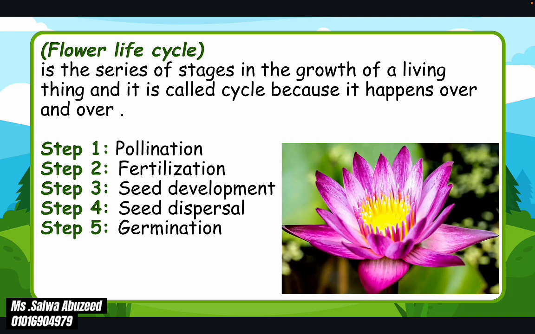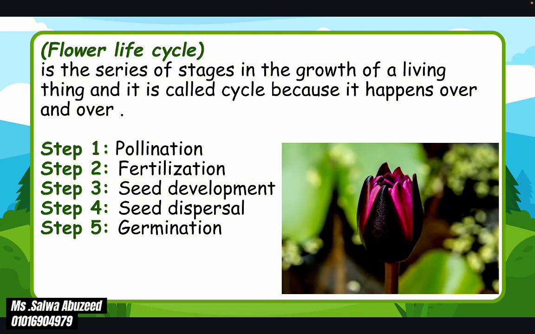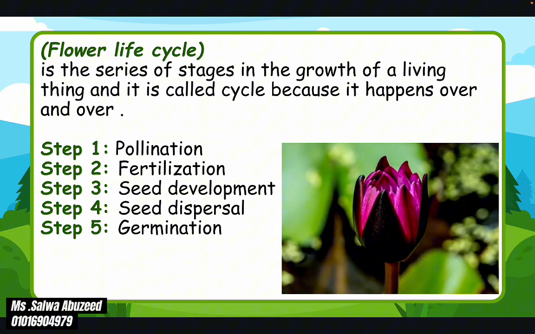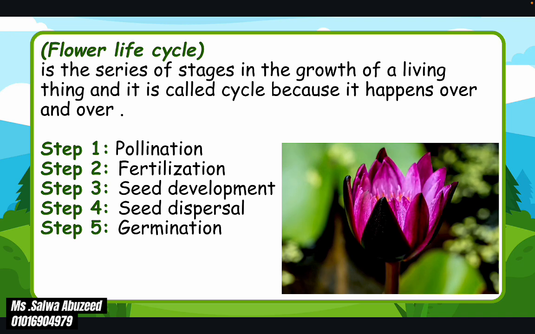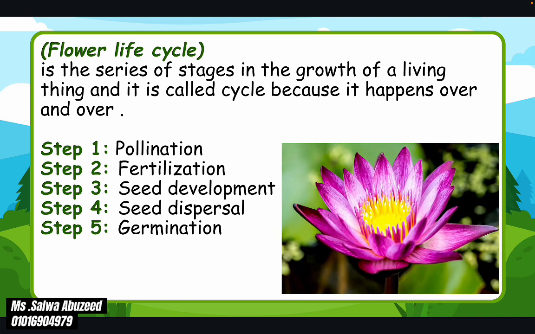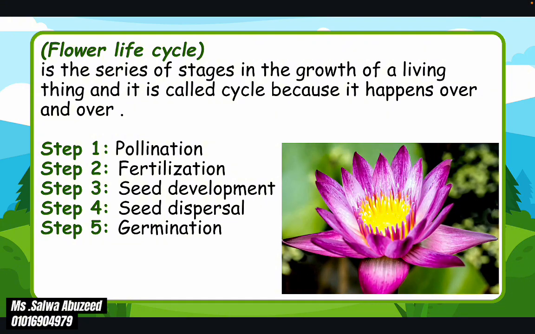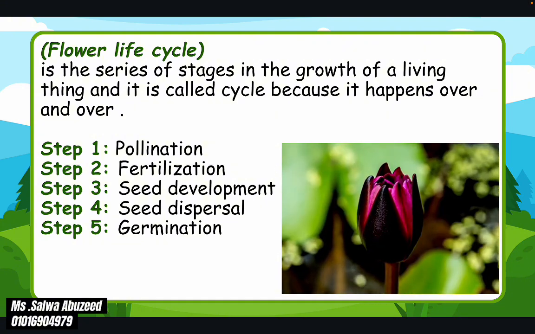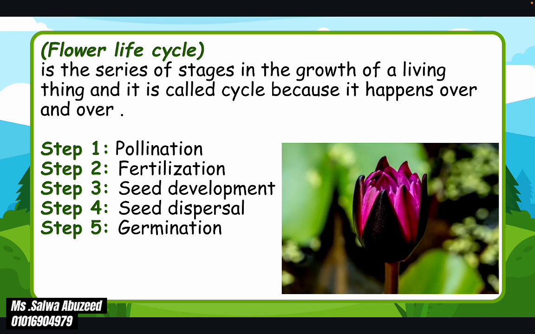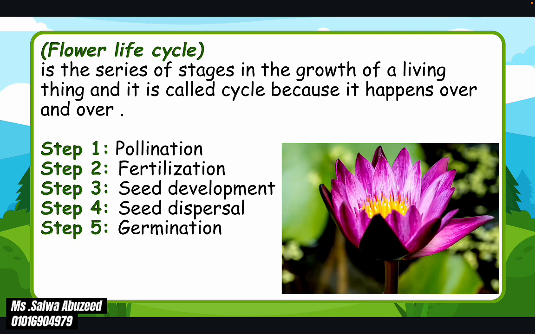This is what we call the flower life cycle, which is a series of stages in the growth of living things. And we call it a cycle because it keeps happening over and over. You can't stop the process. Once a flower has grown, seeds come out of it and go on the soil. They will grow again and make another flower, and so on. So this is how you have a huge garden of flowers, because of this flower life cycle.